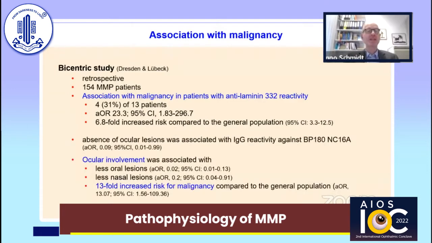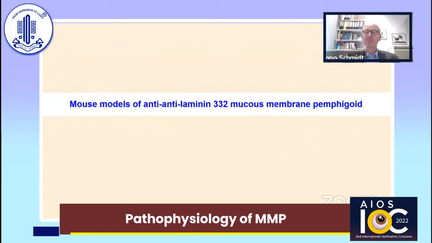Interestingly, for this audience, in the study, the absence of ocular lesions was associated with IgG reactivity against the immunodominant region of BP180, and ocular involvement was associated not only with fewer oral lesions and fewer nasal lesions, but also with a 13-fold increased risk for malignancies. Of course, this is the first study showing this, and this needs to be validated.